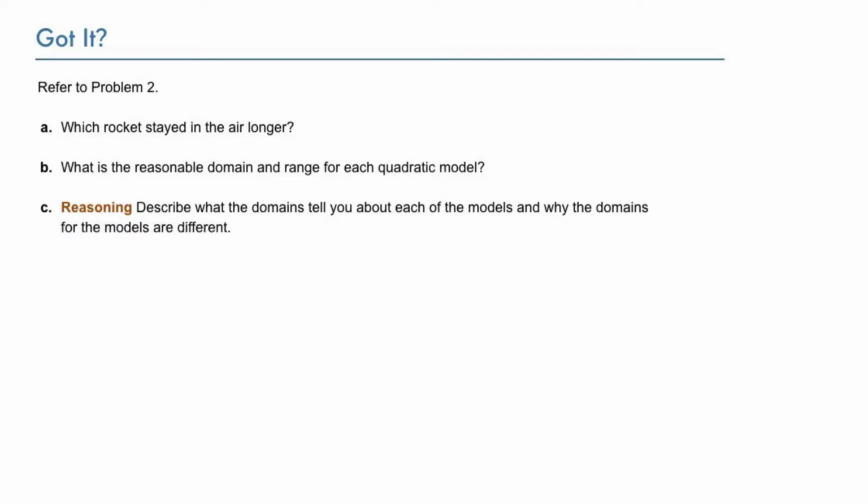Your turn. Refer to problem 2. Part A. Which rocket stayed in the air longer? And part B. What is the reasonable domain and range for each quadratic model? Part C. A reasoning item. Describe what the domains tell you about each of the models and why the domains for the models are different.